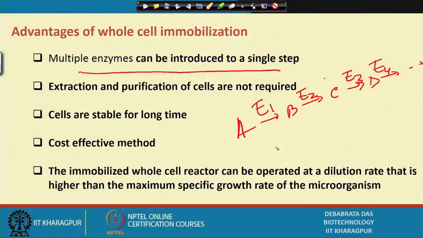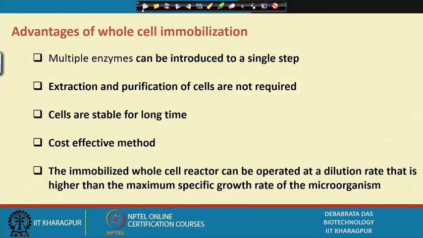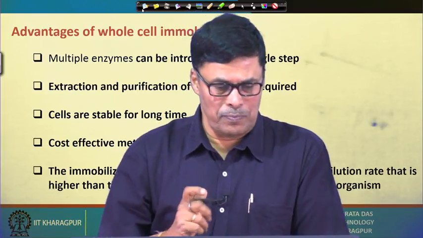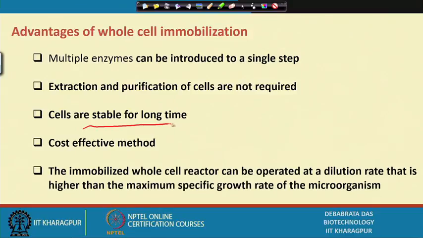If you look at this, extraction and purification of the cells are not required, because you can use the cell directly. You do not have to purify it, only the organism that you are supposed to use has to be immobilized on the system. Cells are stable for a longer period of time. This is one of the advantages I mentioned before, and it is a cost effective method.